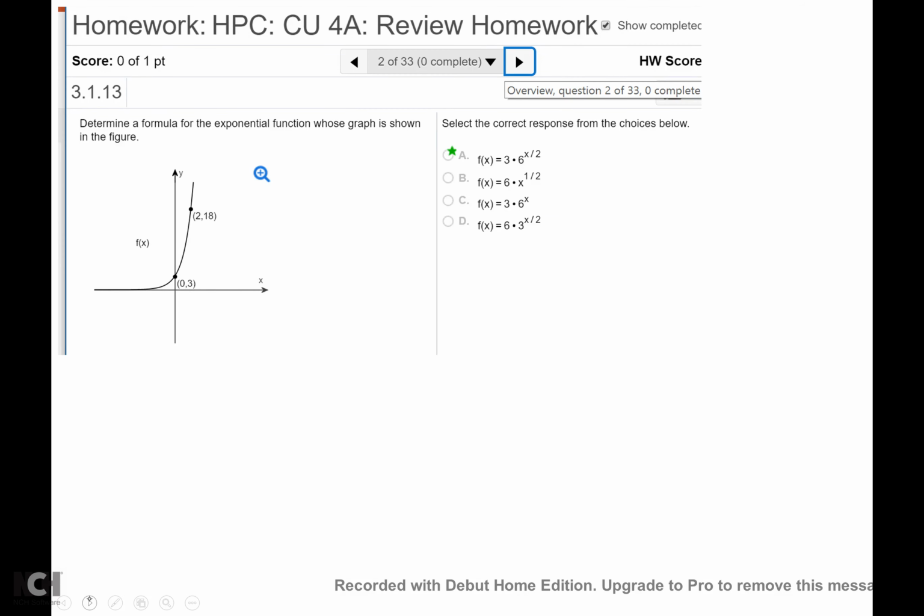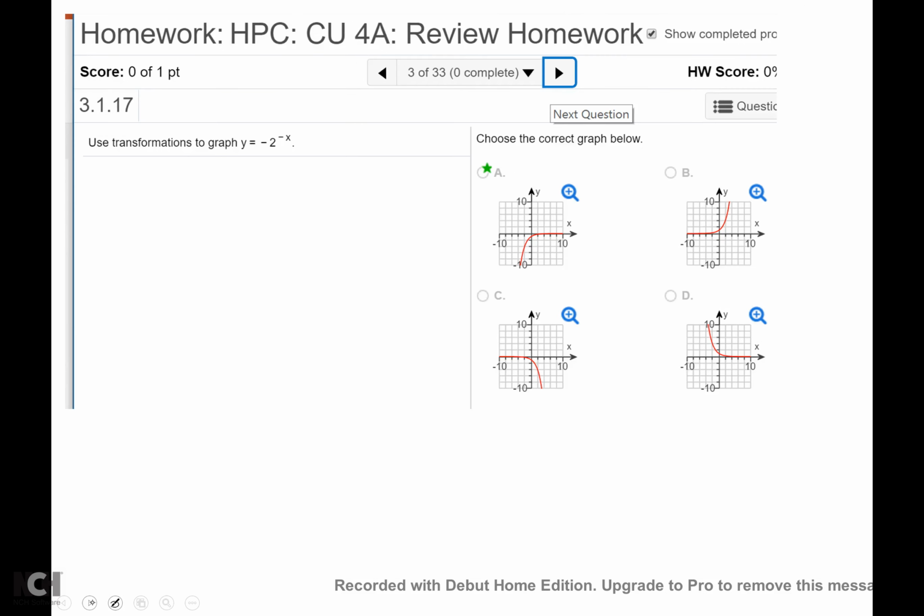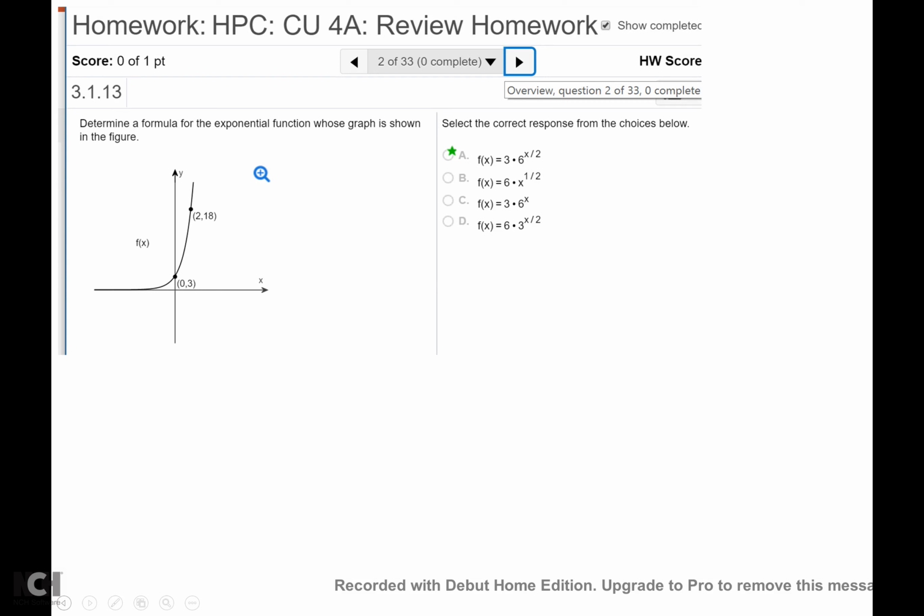Okay, it says determine a formula for the exponential function whose graph is shown in the figure. All right, so if we've got an exponential function, it is y equals a times b to the x. To get your a, remember your a is your y-intercept, okay? Or you can find f of 0. Let's use function notation. So to get your a, you find f of 0, which would be a times b to the 0. So you plug this in. So f of x would be 3 equals a times b to the 0. So I plugged in this x and this y. B to the 0 is 1, which means a equals 3.